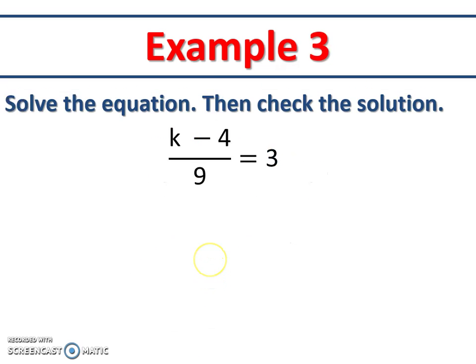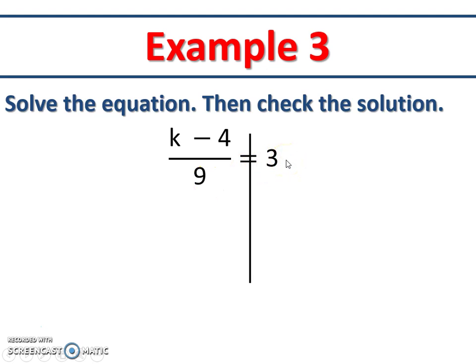Okay, this type of equation is one that you haven't seen yet before. And so the important thing with this type of problem where you have this giant fraction bar or giant division bar is to think of that as sort of a grouping symbol. It's grouping everything on top together and saying you're taking whatever that result is and we're dividing it by 9, and that should be equal to 3.